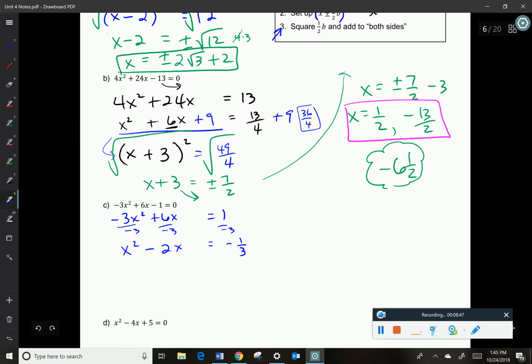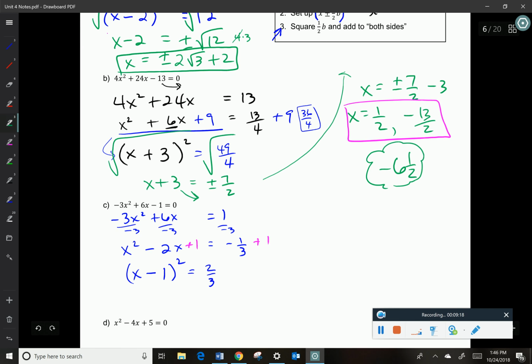Okay, so now I'm ready for step 2, I'm ready to complete the square. So I'm going to fill in x minus half of 2 is 1. And then remember that step 3 says you take this 1/2 b number, take the 1, square it. So 1 squared is 1. And then, yes, we're adding it to both sides, but the only one I really care about is over here on the right side. So what do I end up with on the right side? Well, negative 1/3 plus 1, wouldn't that be 2/3?